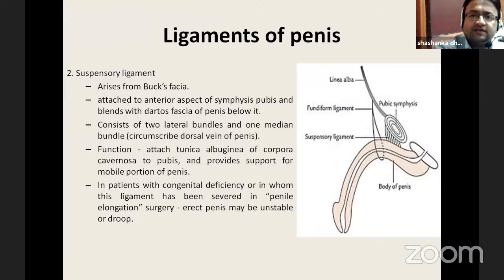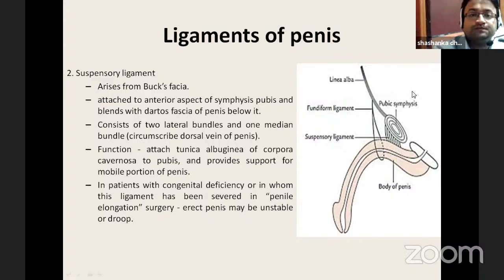Suspensory ligaments. These arise from the Buck's fascia. They're attached to the anterior aspect of the symphysis pubis. These are very important. These are much stronger than the fundiform ligament. They consist of two lateral bundles and one median bundle. Their function is to attach the tunica albuginea of the corpora cavernosa to the pubis and provide support for the mobile portion of the penis. In patients with congenital deficiency, or where this ligament has been severed in penile elongation surgery, erection may be unstable or the penis may droop, because this is an essential component of support to the penis during erection.